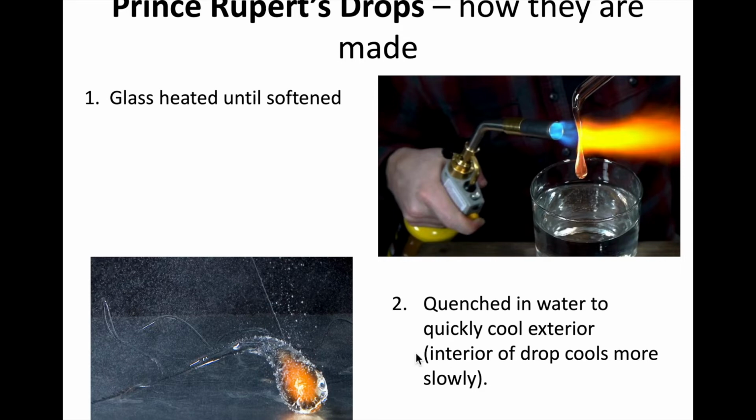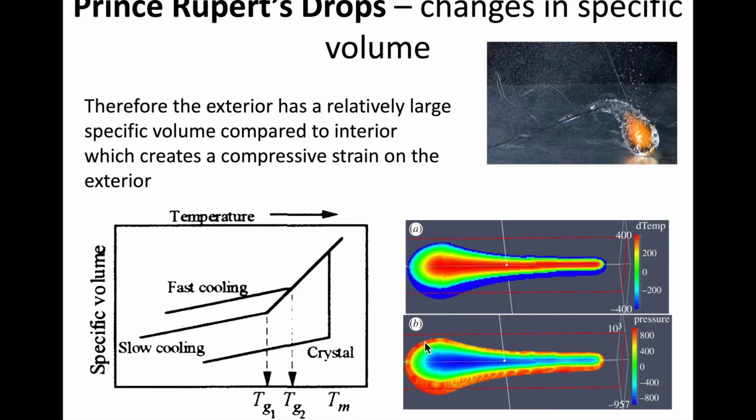This is the same quenching effect. It's quenched in the water so that the exterior is rapidly cooled, and in the interior, you can see in this actual image from when we do this, it's still molten in the middle, so it cools much more slowly than the exterior. We create this thermal tempering effect in Prince Rupert drops, and you can see the same type of stress state as before, because we have relatively large specific volume at the exterior compared to the interior. So we have compressive strain on the outside and tensile on the inside.